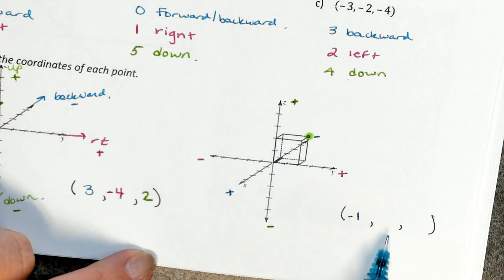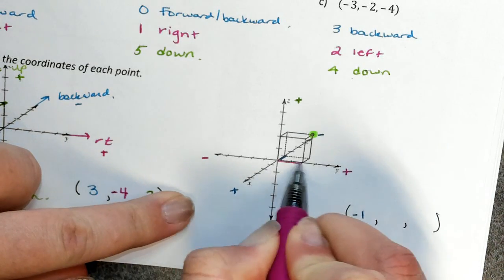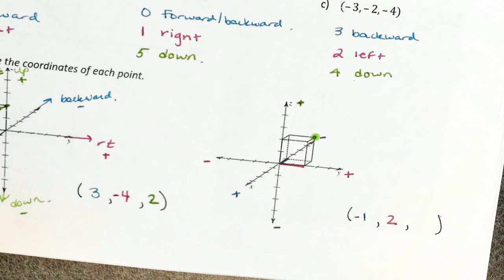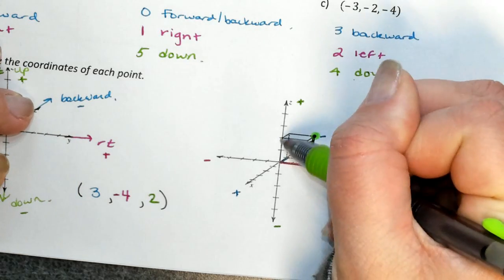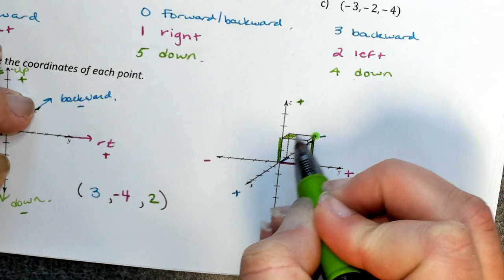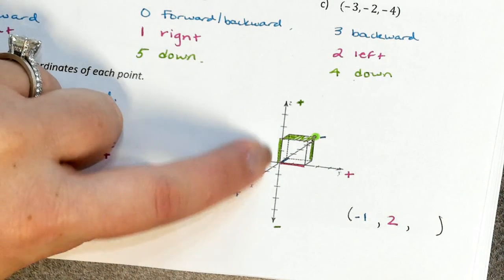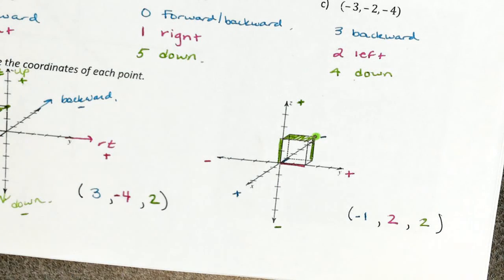Okay, and then how far left or right do we go? 2. You're going 2 to the right. So that's a positive 2. How far up or down do we go? 2. Now you'll notice that this up 2, you want to look at that top plane. Where does it hit on that z-axis? Right? So your z-axis is going up 2. Up is positive, so positive 2. Okay.